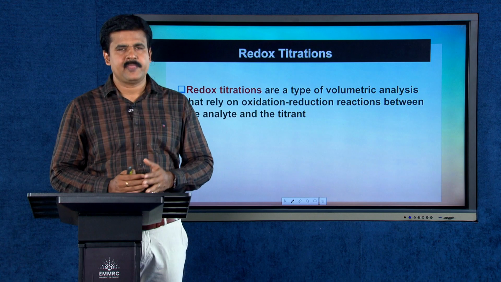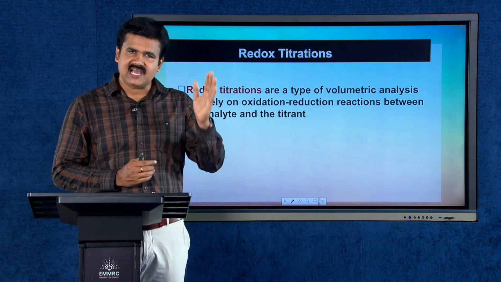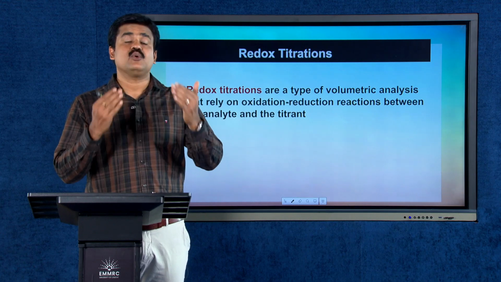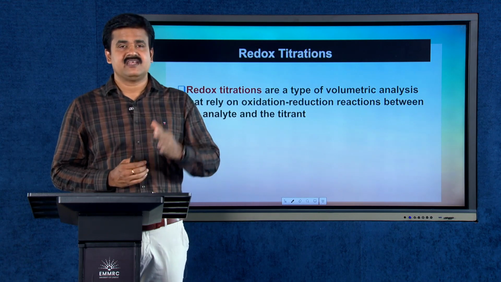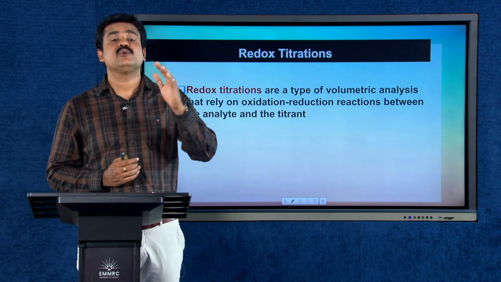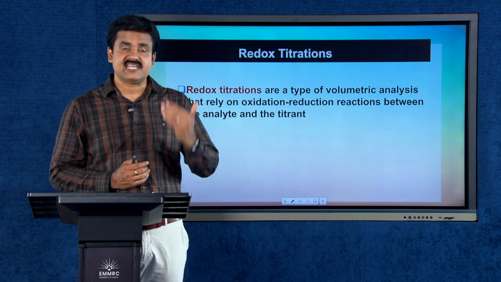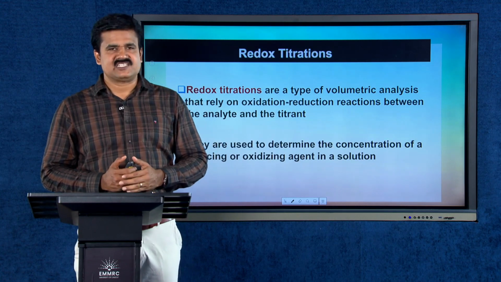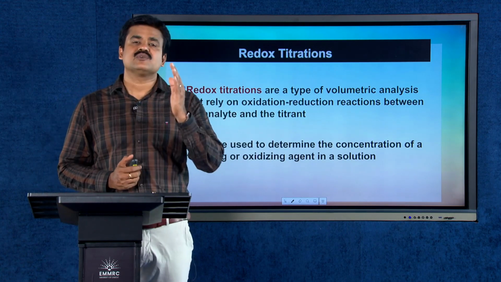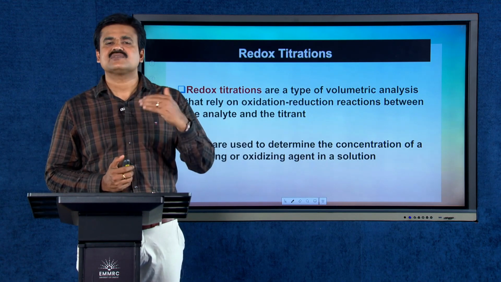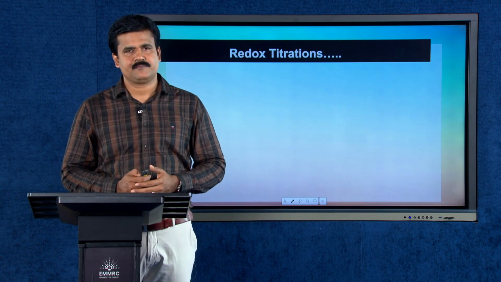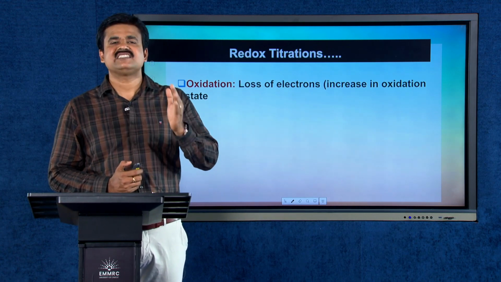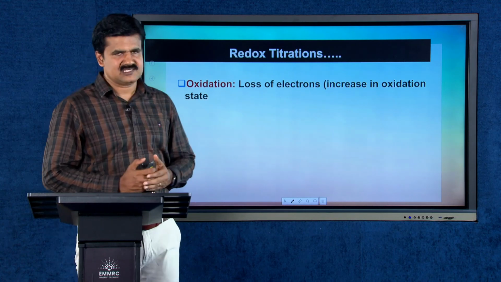and the titrant. In volumetric analysis, there is one analyte and there is another reagent called titrant. If there occurs some redox reaction between an analyte and a titrant, you can call that titration or reaction a redox titration. These types of titrations are used to determine the concentration of a reducing or oxidizing agent in a solution.